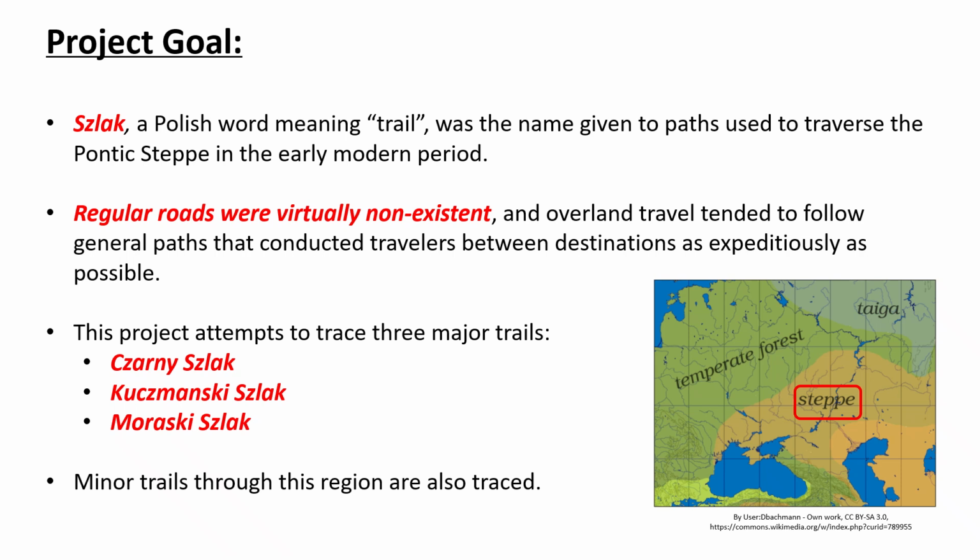In the early modern period, there were no regular roads across the Pontic steppe. Travel was conducted along general paths known as szlak in Polish. The goal of this project is to trace the routes of three such trails: the Czarny Szlak, the Kuczmański Szlak, and the Morawski Szlak. As mentioned, this project also traces minor trails through portions of this region.